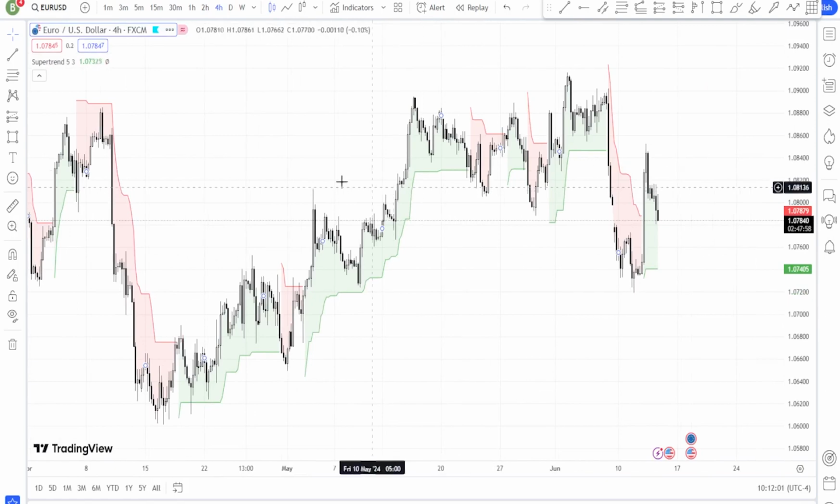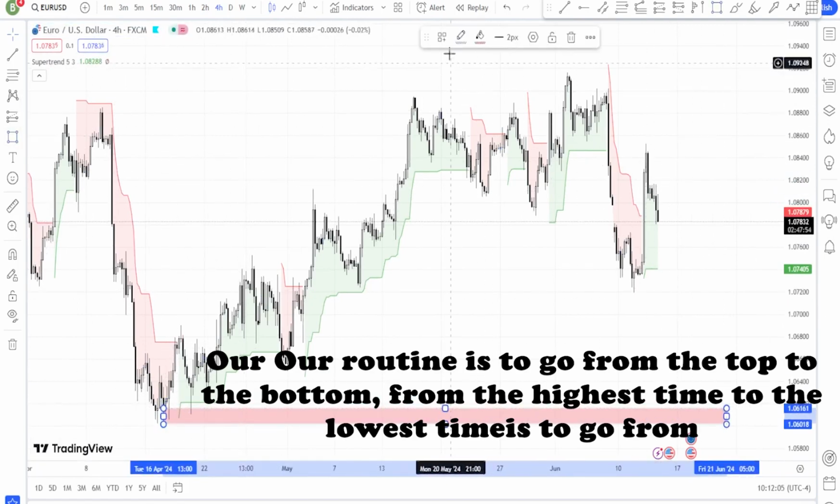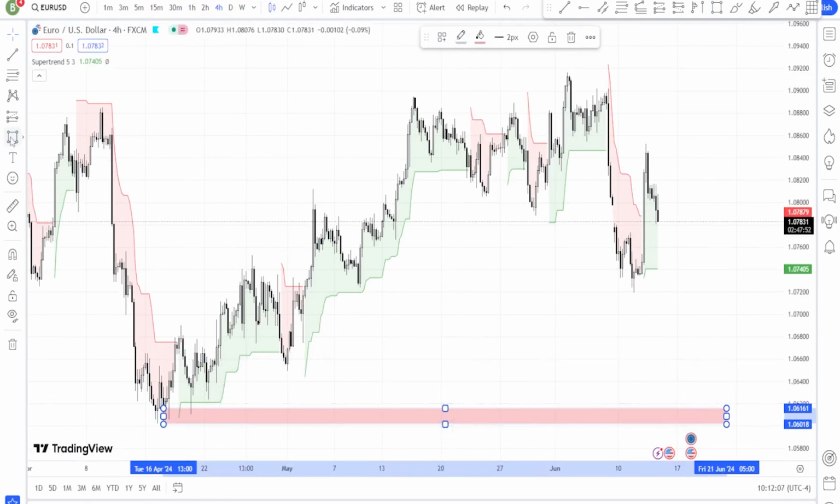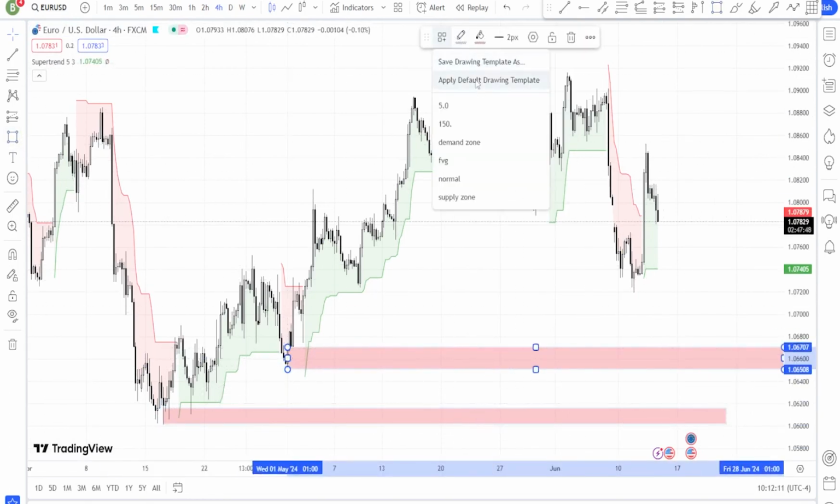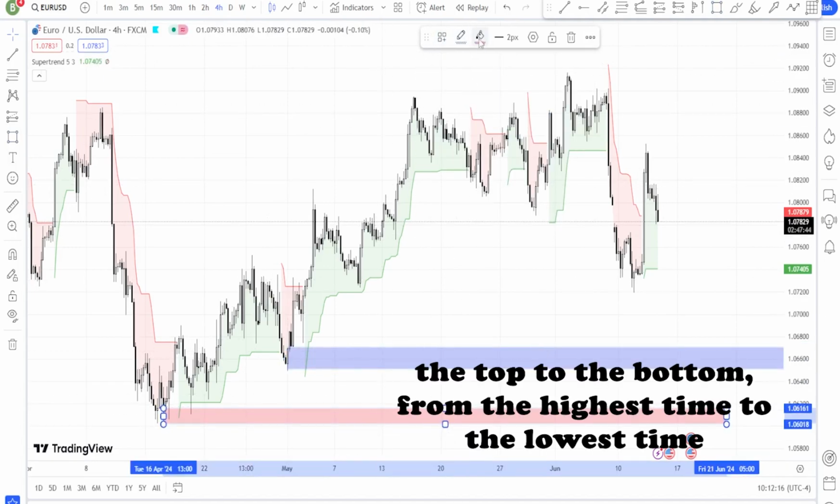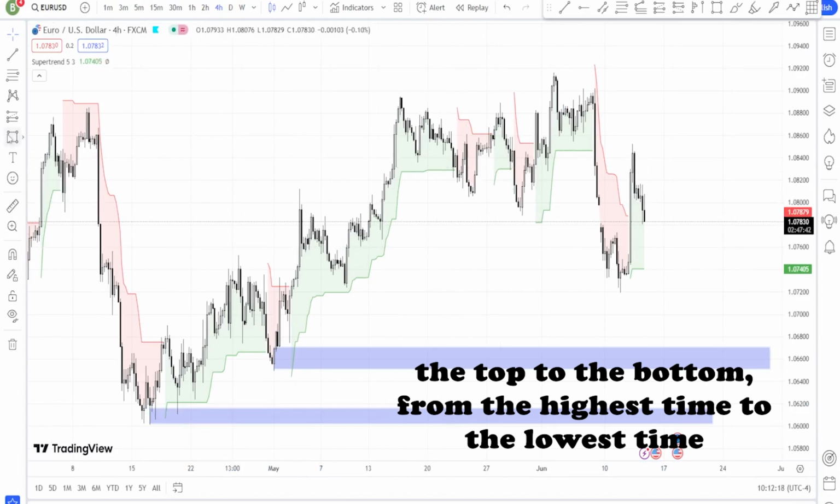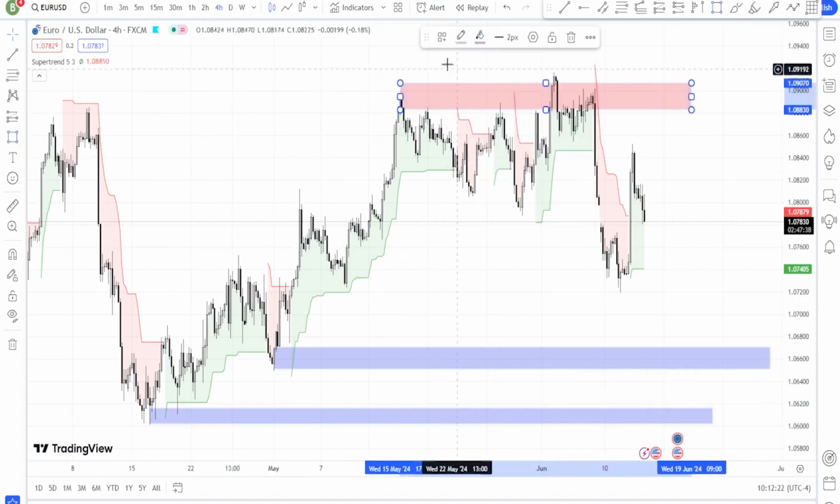Supertrend strategy. The supertrend indicator can be used as a trend following tool. When the supertrend line is below the price, it indicates an uptrend, and when it is above the price, it indicates a downtrend. Traders can enter a long position when the price crosses the supertrend line in an uptrend, and enter a short position when the price crosses the supertrend line in a downtrend.